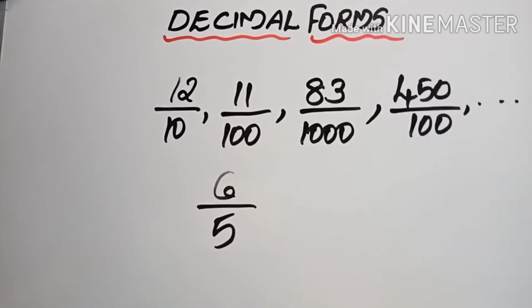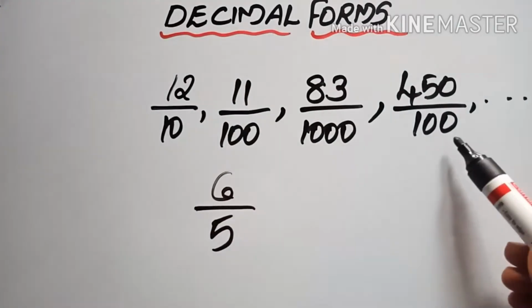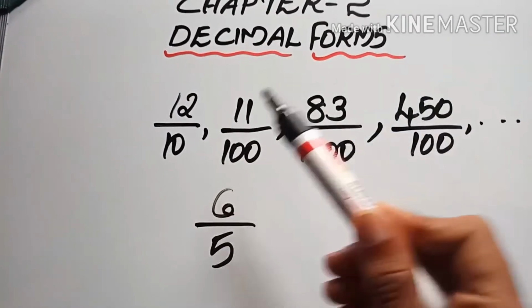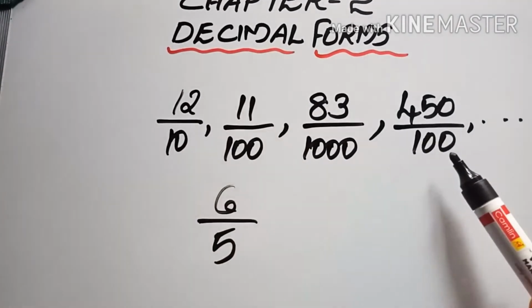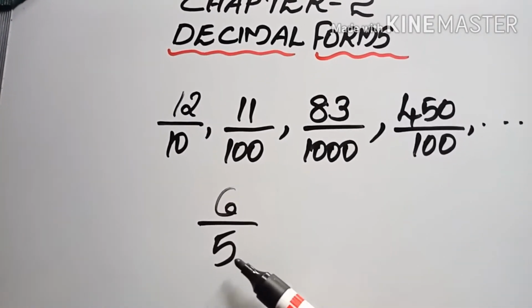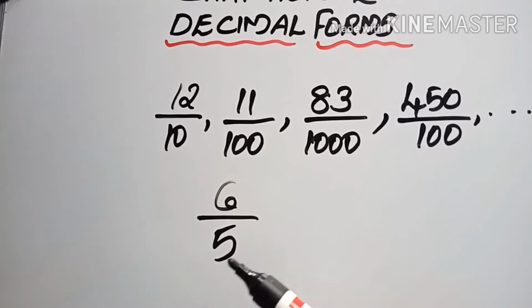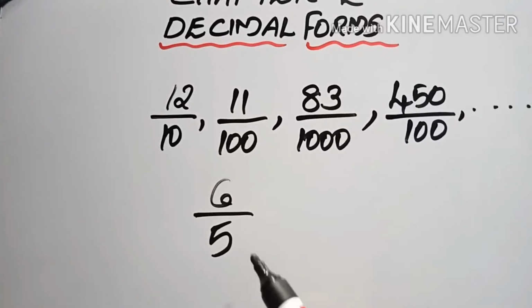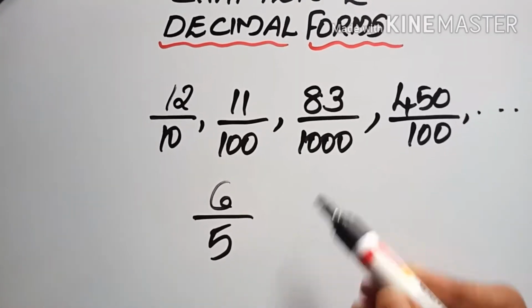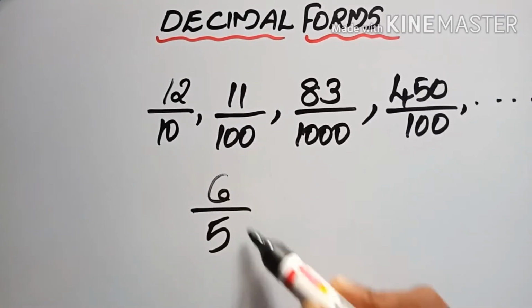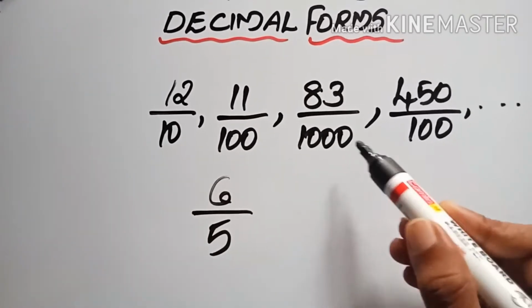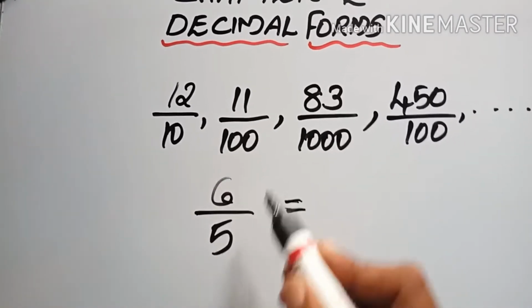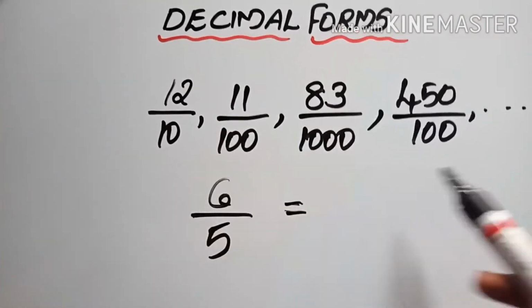In this case, how will we write the decimal form of 6 by 5? We know the method only for fractions with denominator as multiples of 10. But here 5 is not a multiple of 10. So in this case, how will we write it? For that we need to convert the denominator into a power of 10 or a multiple of 10, like 10, 100, 1000.